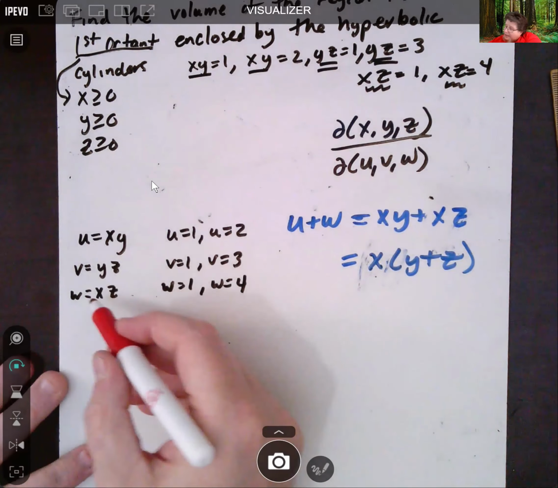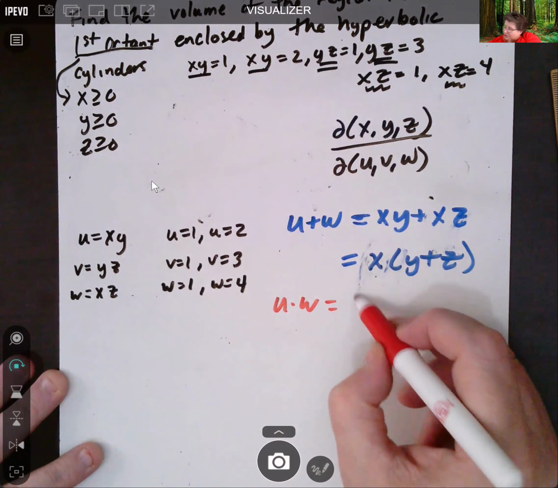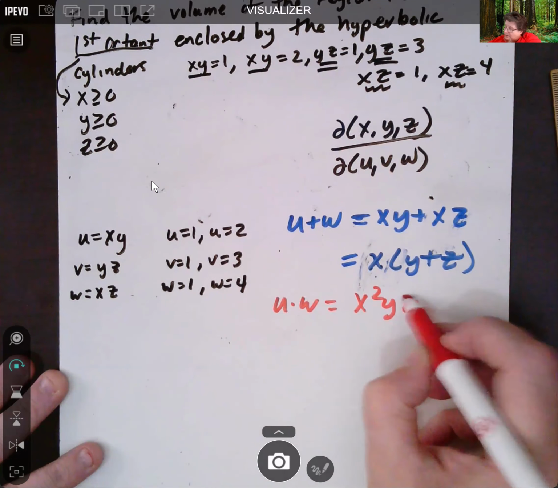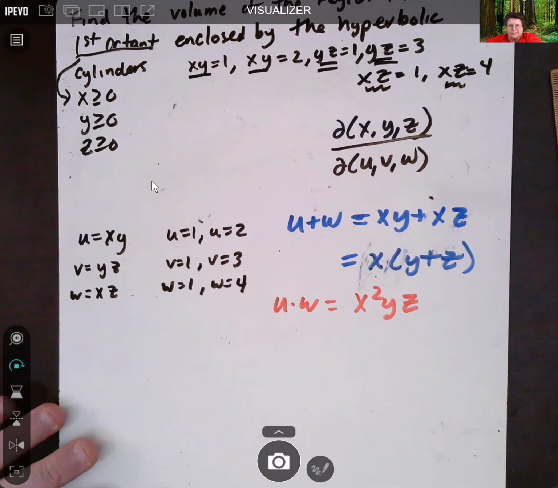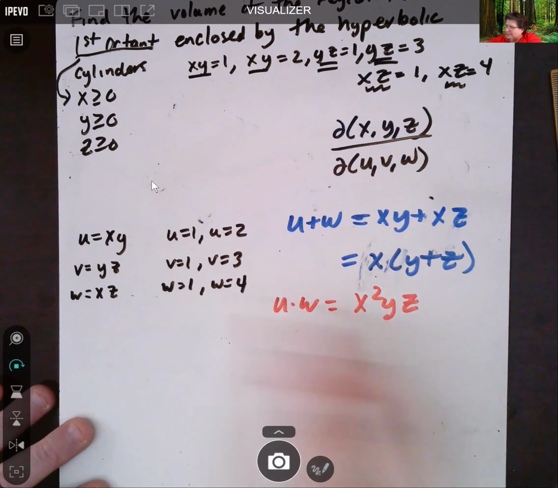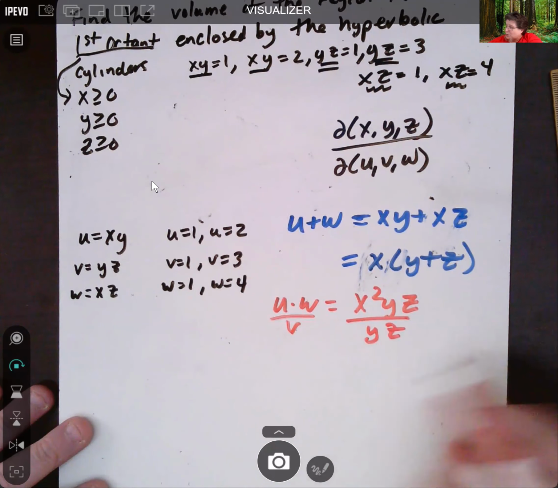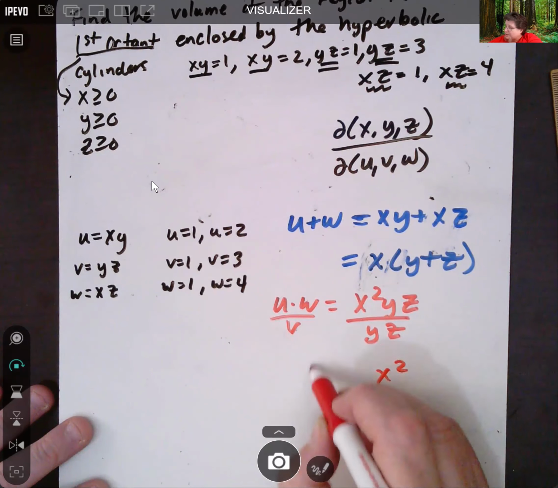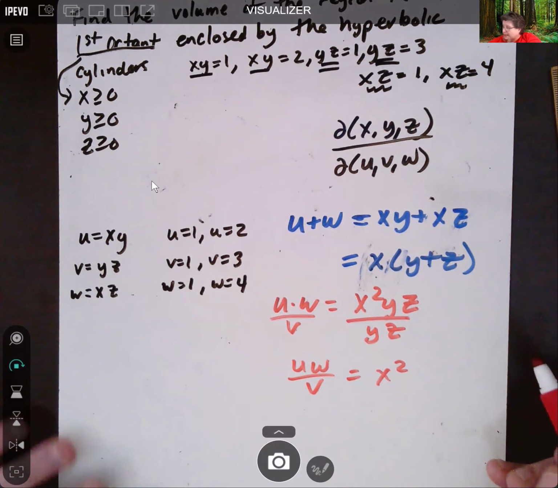Maybe multiplying them. If I do u times w, I could put them together and I would have x squared yz. I need to get rid of yz, and I have v, which is another yz. If I divide by v, I could get this down to x squared. So x squared is uw over v. And if I take the square root, I can get x.